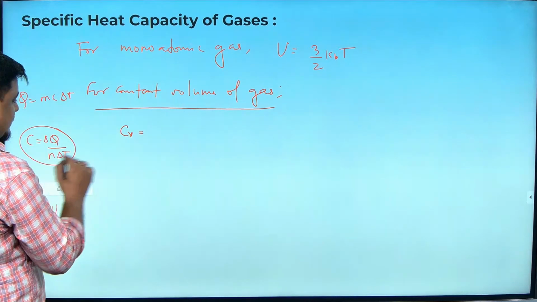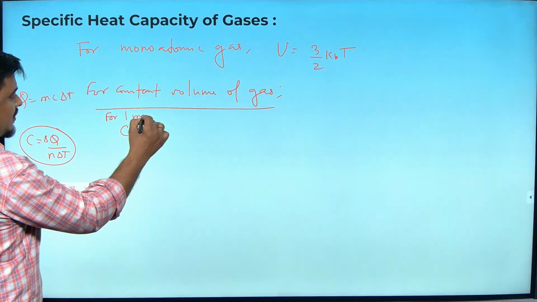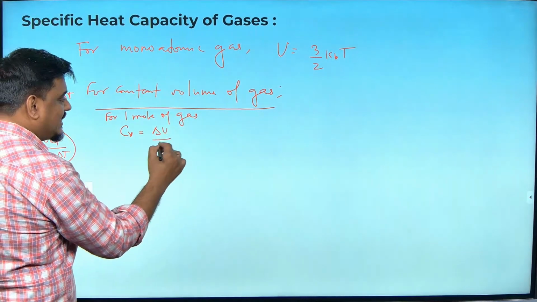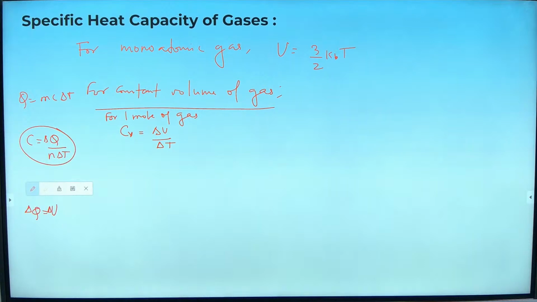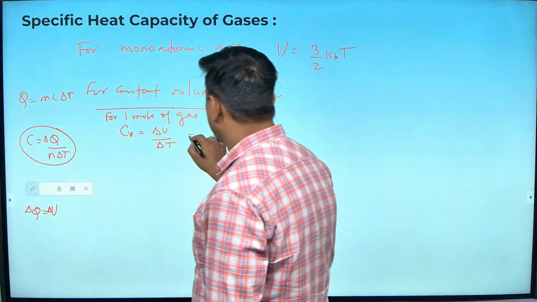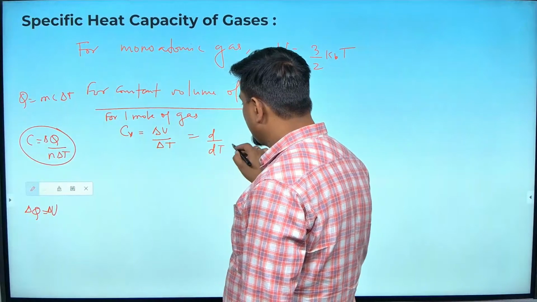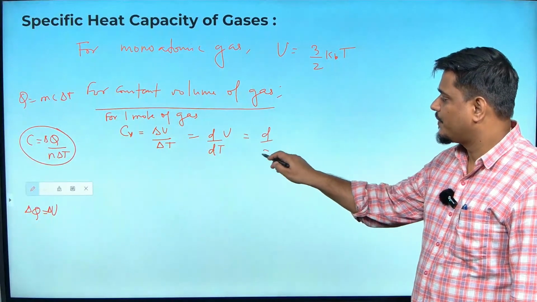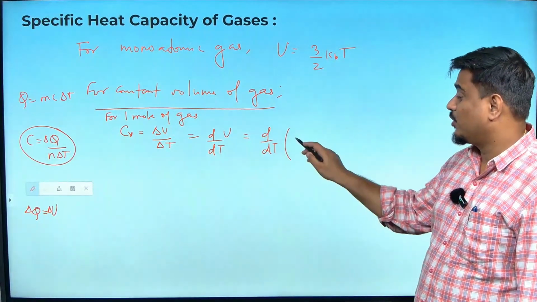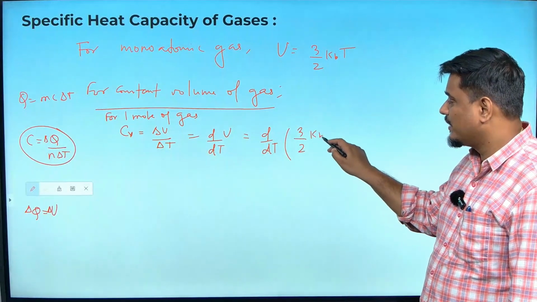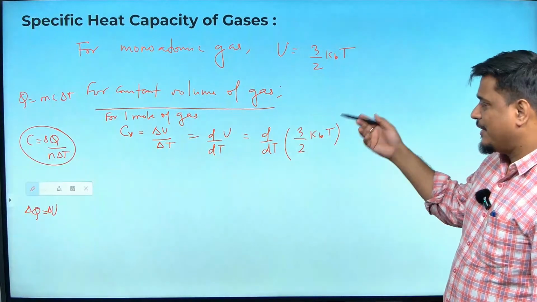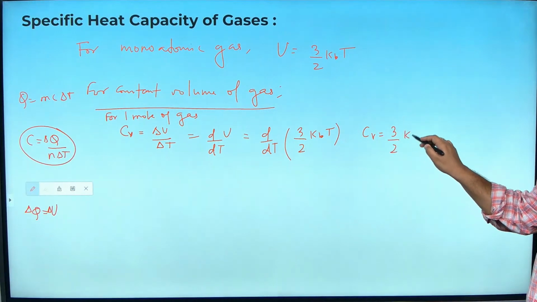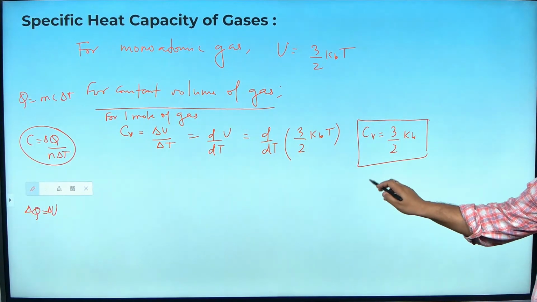So for 1 mole of gas, can I write Cv as delta U by delta T? Yes. Or I can write d by dT of U. And what is U for monatomic gas? 3 by 2 kBT. d by dT of T is 1. So what is Cv? 3 by 2 kB. What will be Cp then?